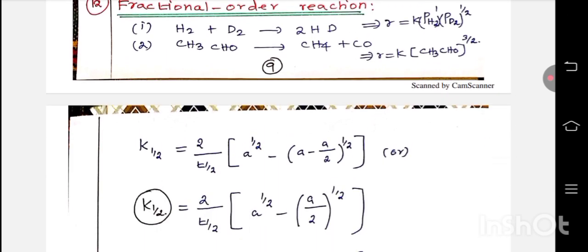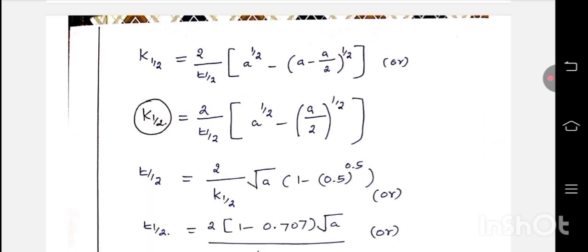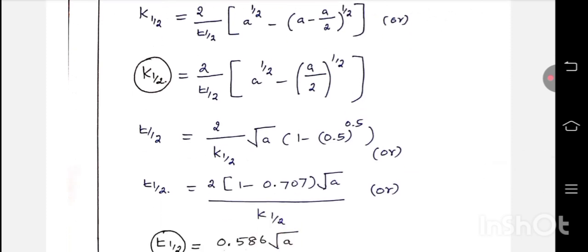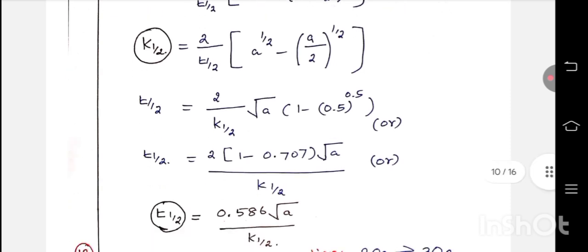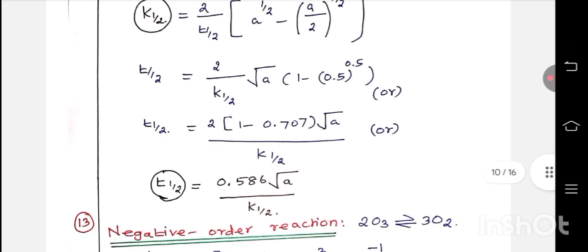The rate constant of fractional order: K fractional equal to 2 by T of (a power 1 by 2 minus (a by 2) whole power 1 by 2). The half-life period of the fractional order equal to 2 by k fractional rate constant, root a into (1 minus 0.5) whole power 0.5. Therefore T of half equal to 0.586 into root a divided by k fractional.